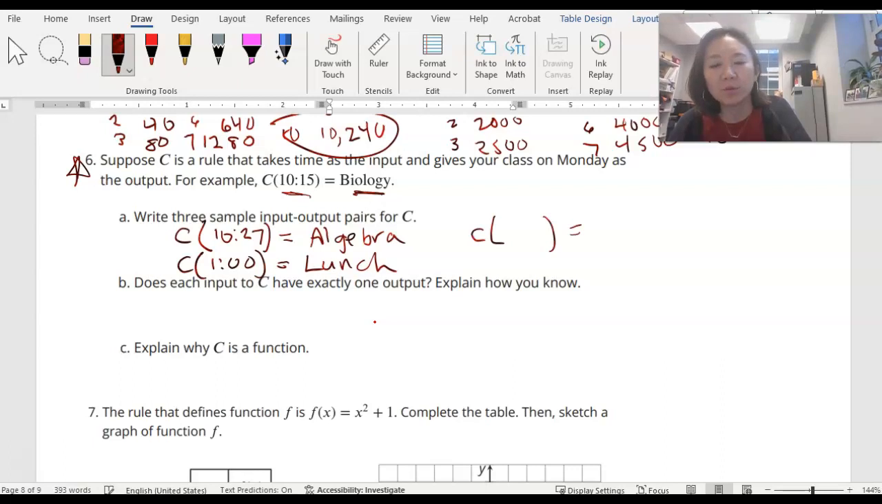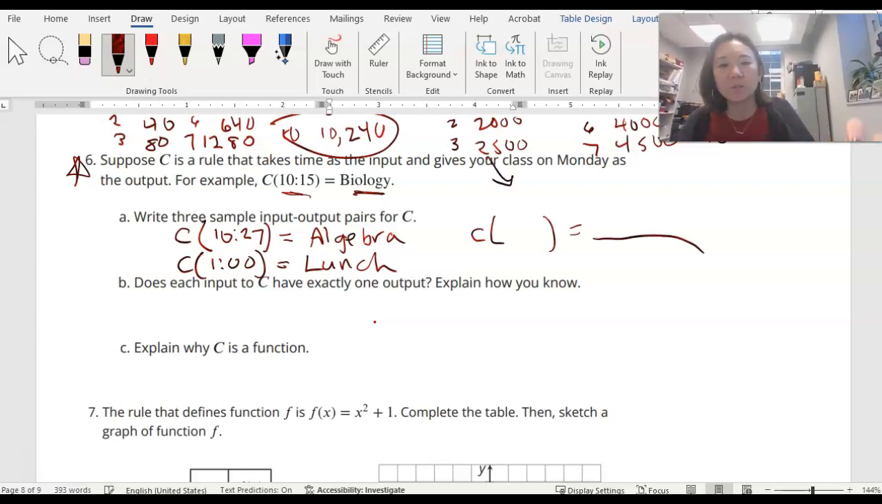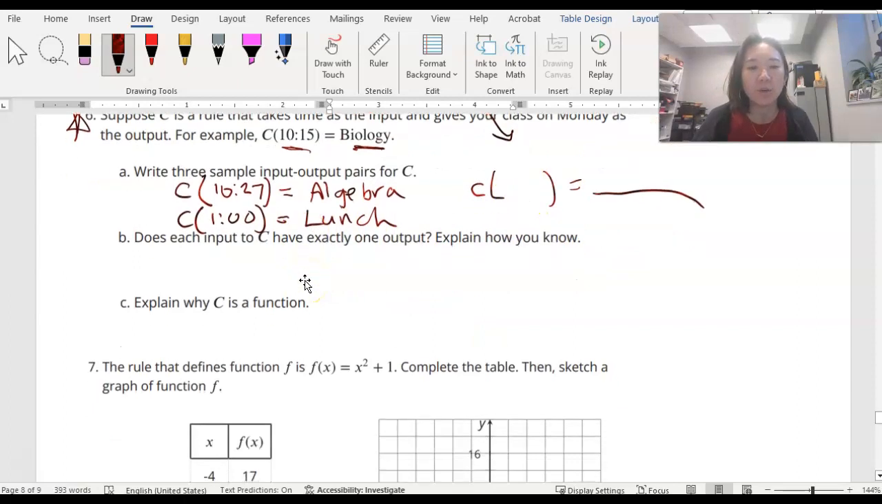C of blank equals blank. You need to fill in this one on your own. If you write this like this and you don't fill this in, then I know that you weren't listening. You just copied it from the video. So fill that in. You should give me your own example there.